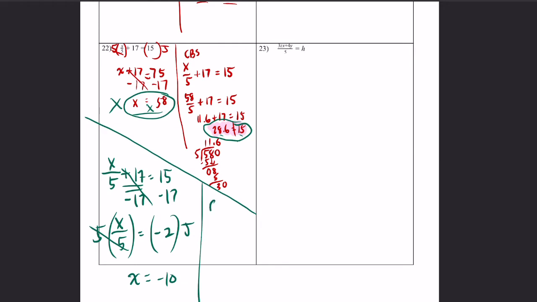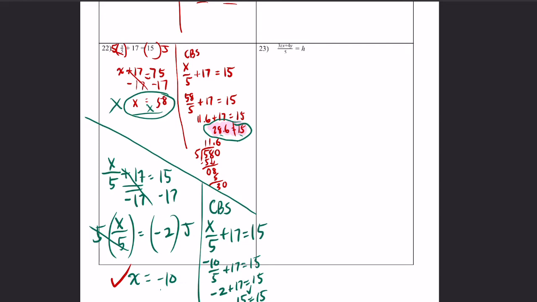Now let's check by substitution. x over 5 plus 17 equals 15. What is x? Negative 10. Negative 10 over 5 plus 17 equals 15. Negative 10 divided by positive 5 is negative 2. Negative divided by positive is a negative. Plus 17 equals 15. 15 equals 15. See? If the left hand side is equal to the right hand side, then that means this is correct.